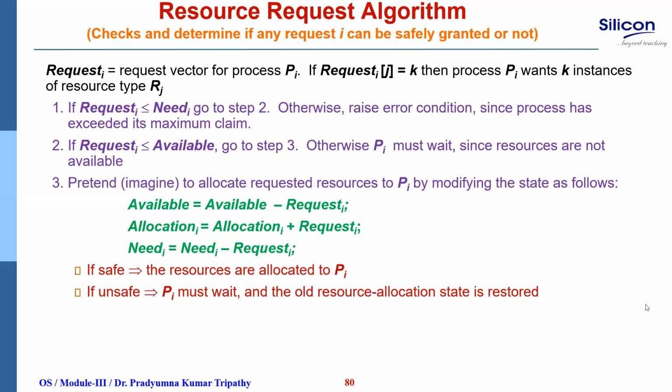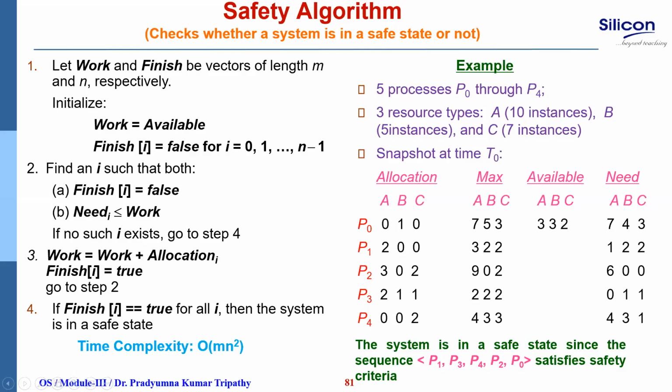If you are able to fulfill the need of all the processes, then we will say it is in safe state. Otherwise, we say it is not in safe state. From which we compute whether it is in safe state or not.